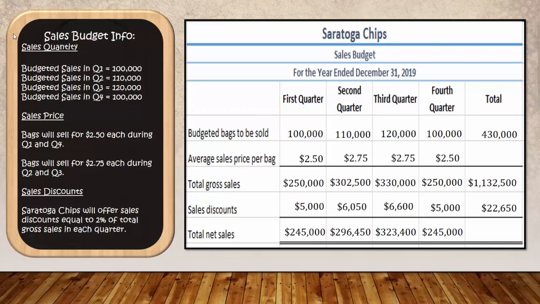All in all, if we add up all the numbers in our total net sales row, we come up with total net sales for the 2019 period of $1,109,850.